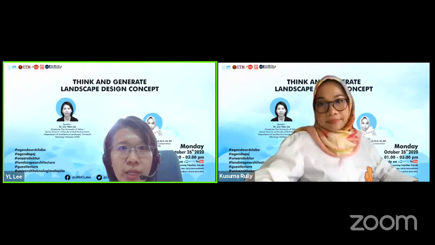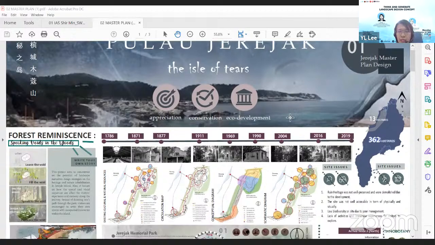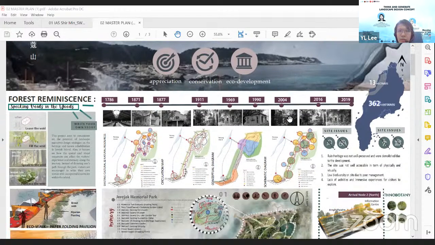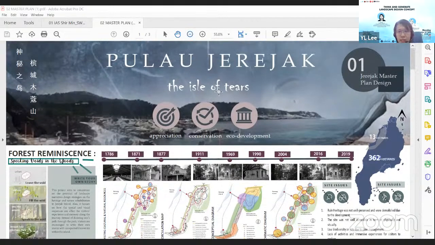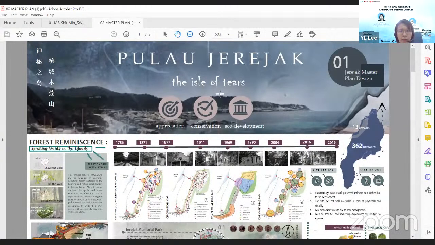She just graduated a few months ago, and her project is on Pulau Jerajak. It is a natural area because it's an island in Penang. Her study is more on how to look at this abandoned island. We have history, and the client is going to develop the historical and natural resources, partly for commercial use.